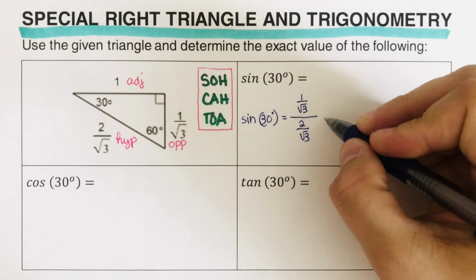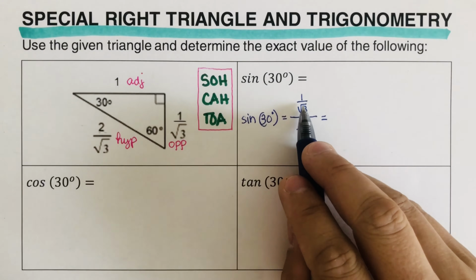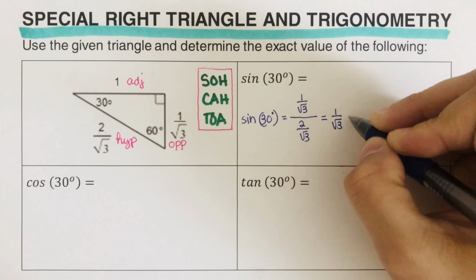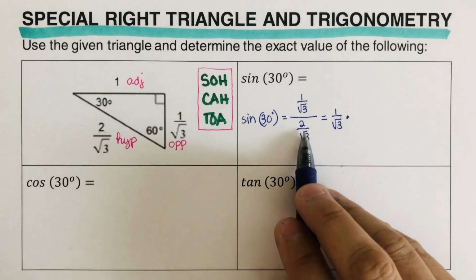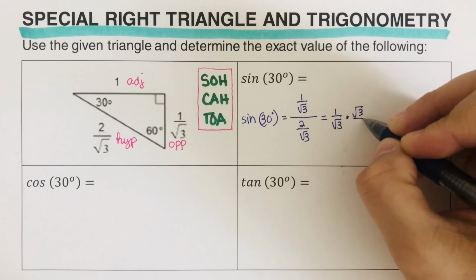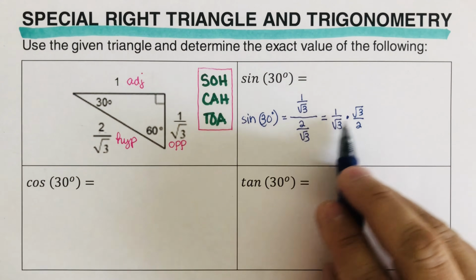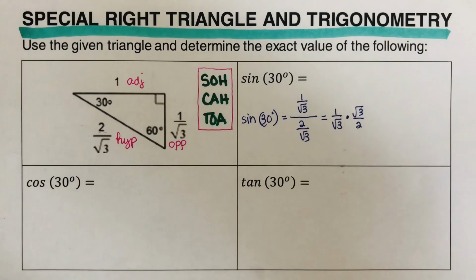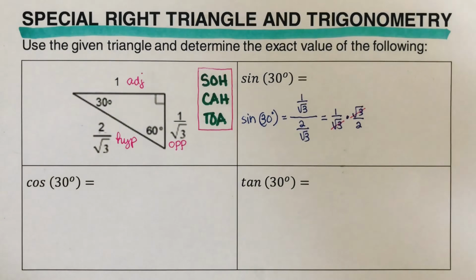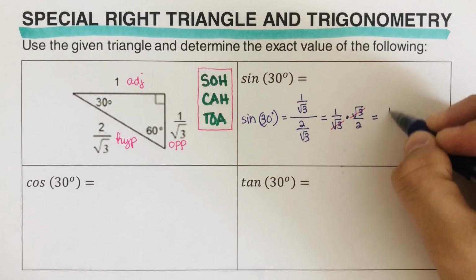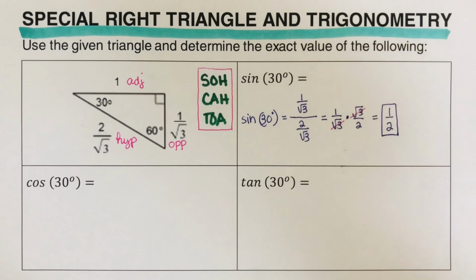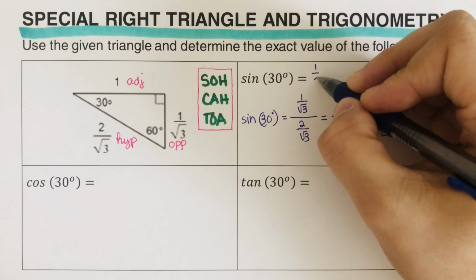In order to simplify this, we copy the fraction on top, that is 1 over square root of 3, times, flip the bottom. Flip this, that should come out to square root of 3 over 2. And then multiply them across. We can cross out the square root of 3 and square root of 3. So our answer is 1 over 2. So sine of 30 is 1/2.